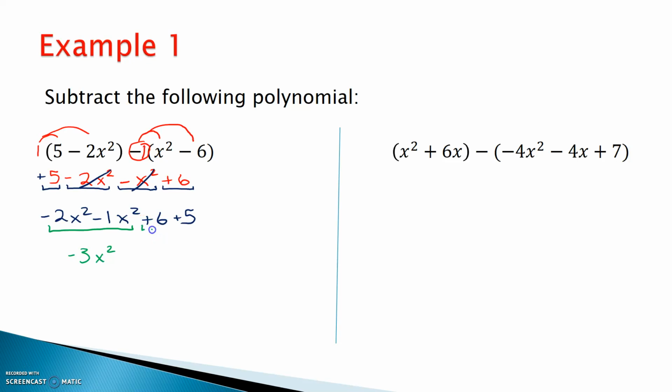The next two like terms are my constants over here. They don't have any variables, so that's positive 6 and positive 5. That's going to give me positive 11. All right, guys, that is our final answer. So we subtracted these two binomials, and we got negative 3x squared plus 11.